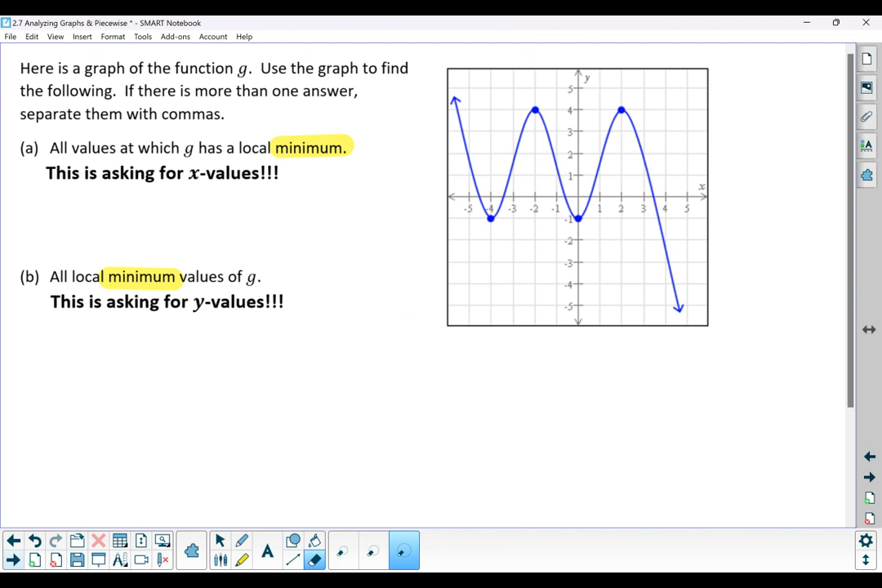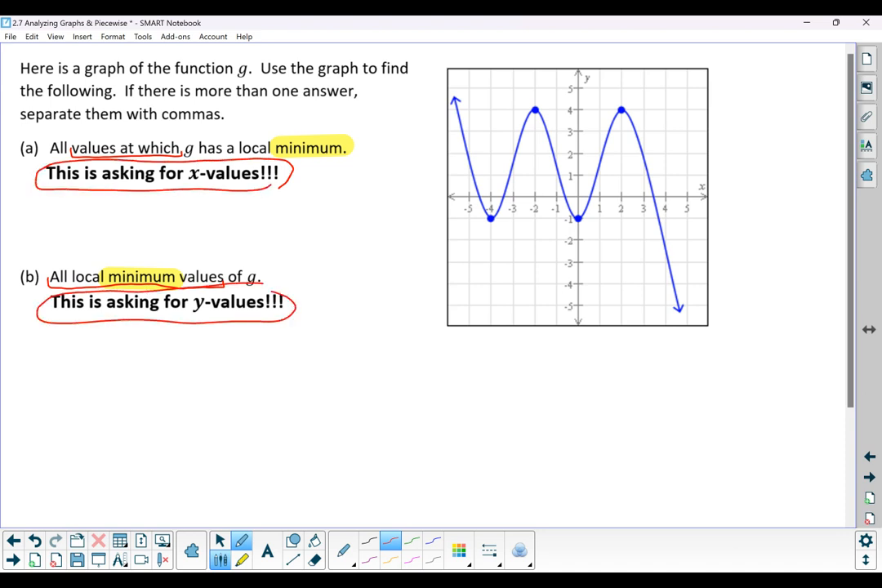In this topic, it's going to ask you two questions. It's going to ask you the values at which G has a local min, and it's going to ask you a question about what are all those local min values. It won't always ask them in this order. I have the values at which first, and the local min values second, but it does shuffle the order here. So you really have to read it and pay attention, and you have to know which one is which.